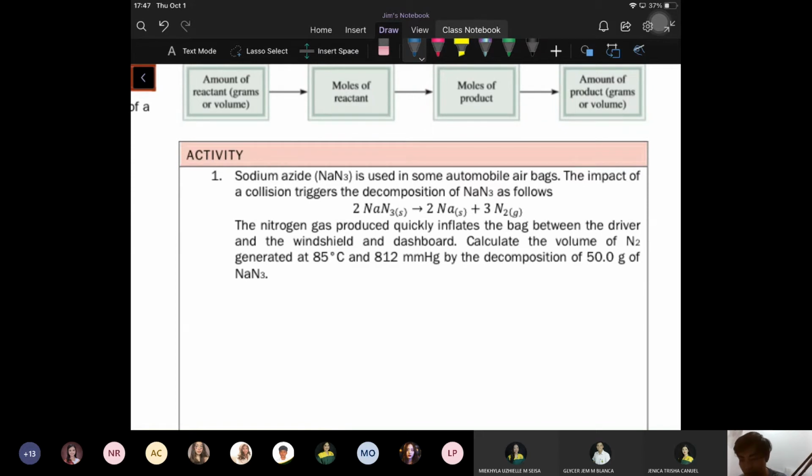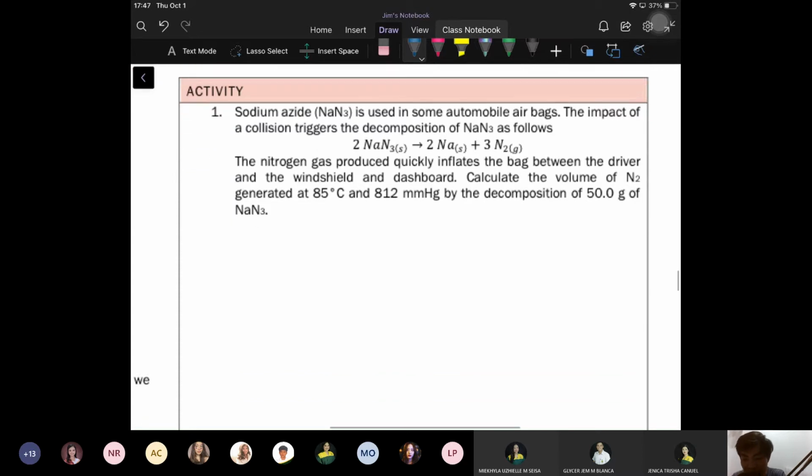So, let's first make a scheme of the answer. What is the given information? We are given the amount of the reactant, sodium azide, in grams. What we want at the end is the volume of nitrogen gas. So it's a fairly long conversion. We convert grams of sodium azide to moles of sodium azide, then convert that to moles of N2, and eventually convert the moles of N2 to volume using the ideal gas equation. A typical stoichiometry calculation.